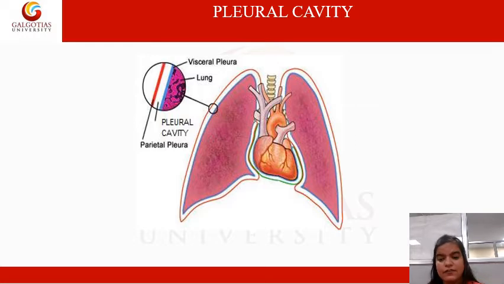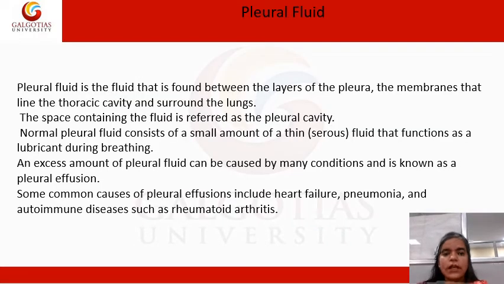And in this hollow space, there is pleural fluid present. If you're talking about a fluid, you should know where the fluid is. The fluid is present in the pleural cavity, and the cavity is between the parietal layer and the visceral layer. So let's talk more about pleural fluid. Pleural fluid is a fluid found between the layers of the pleura, the membranes that line the thoracic cavity and surround the lung. As we discussed, it is between the visceral and the parietal layer. The space containing the fluid is referred to as the pleural cavity.